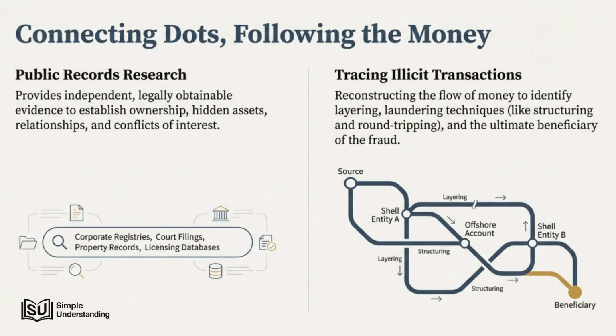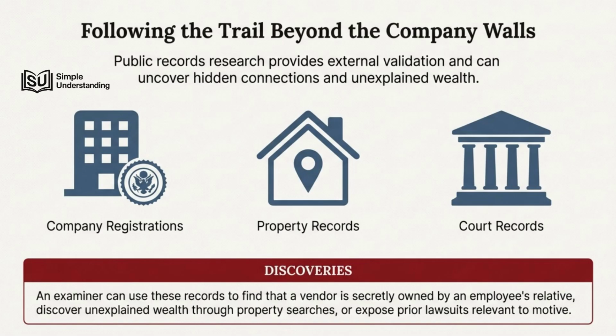8. Public records research techniques. Public records provide independent, legally obtainable evidence about people, companies, assets, and transactions. The exam covers how to search corporate registries, property records, court filings, licensing databases, bankruptcy records, and social media. These sources help establish ownership, relationships, hidden assets, prior fraud, and conflicts of interest.